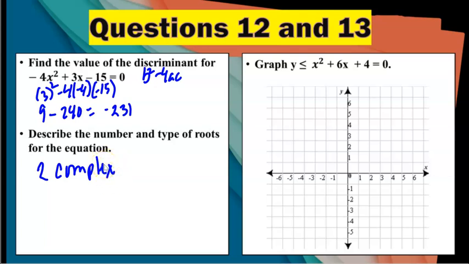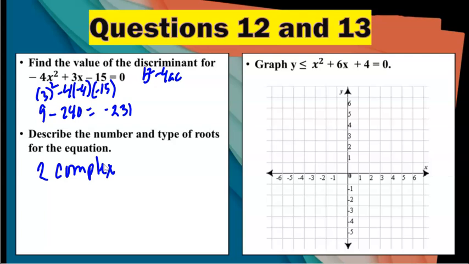Since the discriminant is negative, I have complex solutions, so I have 2 complex solutions. If it was a positive answer, I would have 2 real solutions, and it would be rational if it's a perfect square and irrational if it was not a perfect square. And if it was equal to 0, it would be 1 real rational solution.